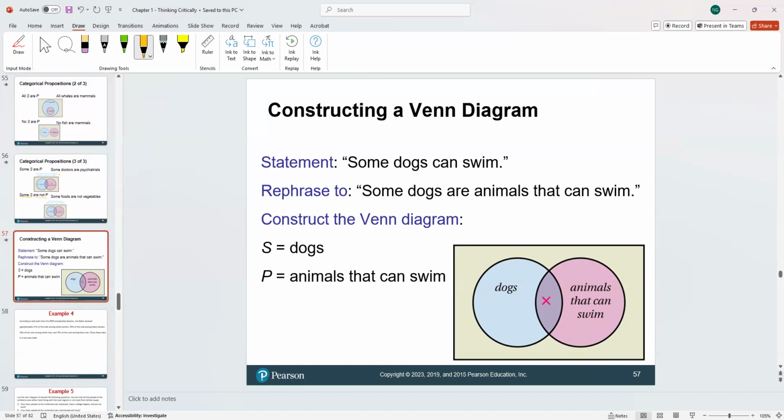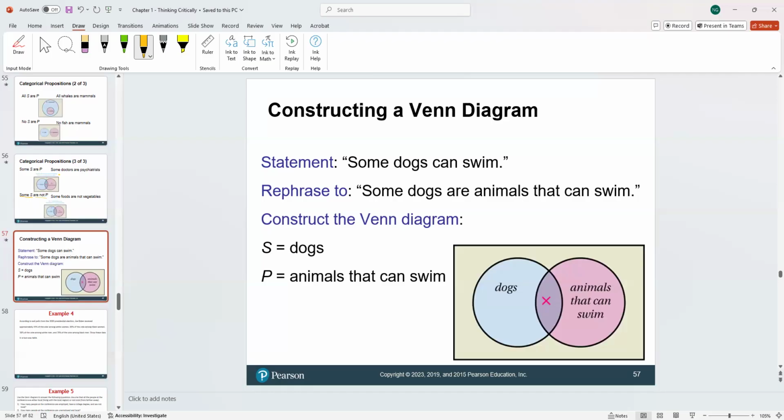Okay, very important to see that when you construct a Venn diagram. So, some dogs can swim. It means some dogs are animals that can swim. So we can have a category of all animals, and dogs will be a part of those animals, right? But not all dogs are totally inside of the animals who can swim, right? S is dogs, P is animals. Remember, we said we use P for predicate, and S for subject.